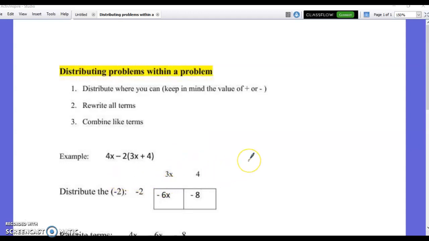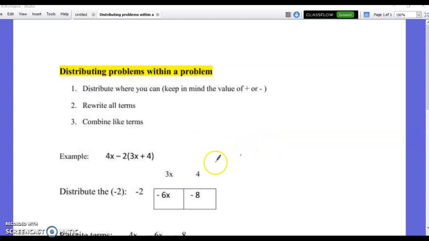But there's going to be problems where there's times to simplify, but there is actually a distributive portion within a bigger problem. So it's not just the part that you're distributing. So basically, distribute where you can. Anytime you see parentheses in the problem, you're going to distribute the number that is just outside. And remember, terms have values, so you would include whatever value that number is, either positive or negative. Then you're going to rewrite all the terms, including the ones that you didn't distribute, and then you're going to combine the like terms.